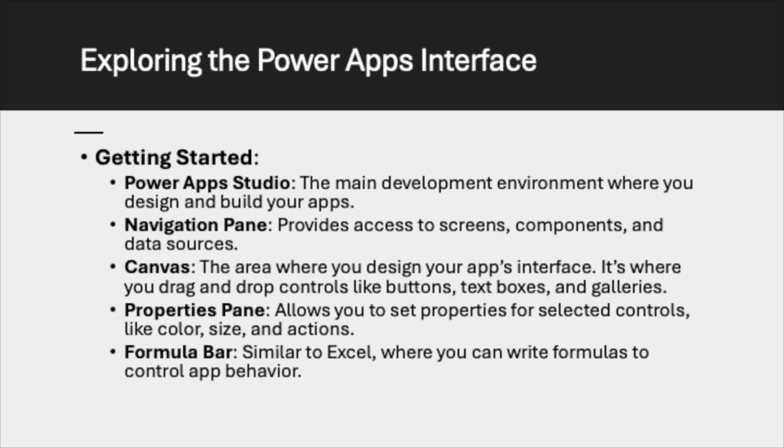It's where you drag and drop controls like buttons, text boxes, and galleries. There's also the properties pane, which allows you to set properties for selected controls, like color, size, and actions. Then there's the formula bar, similar to Excel, where you can write formulas to control app behavior.